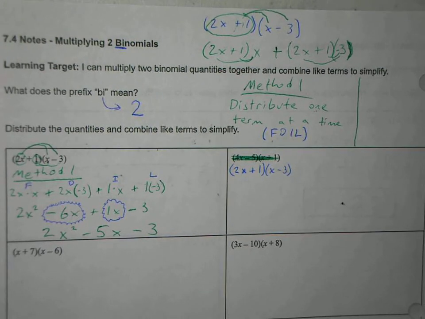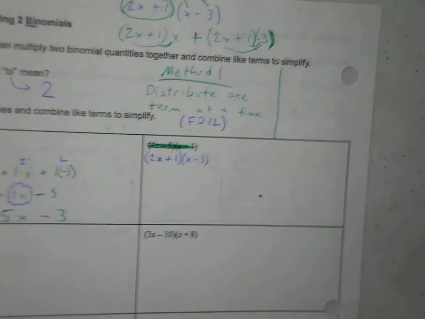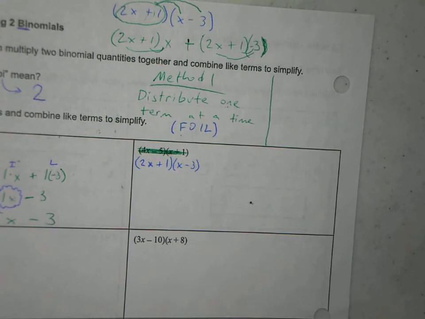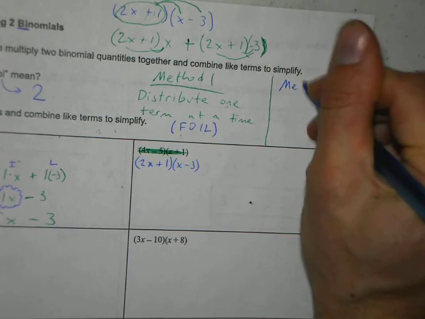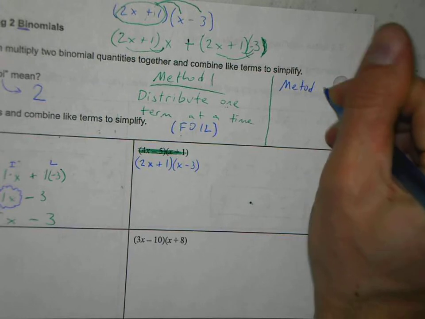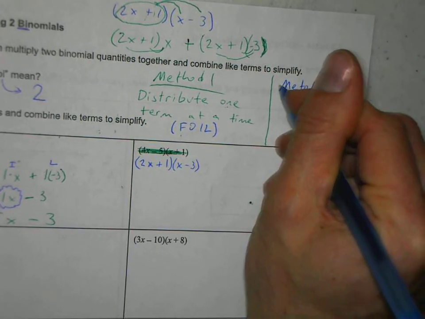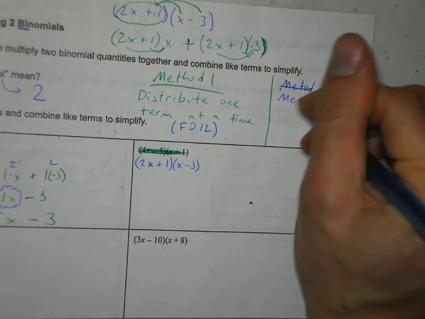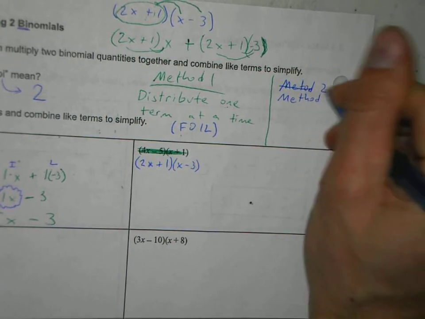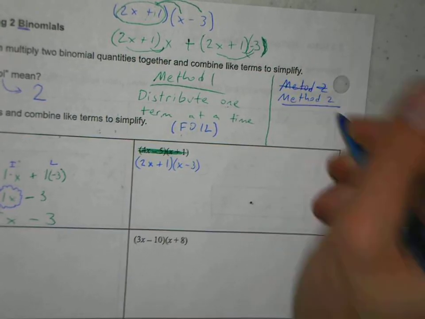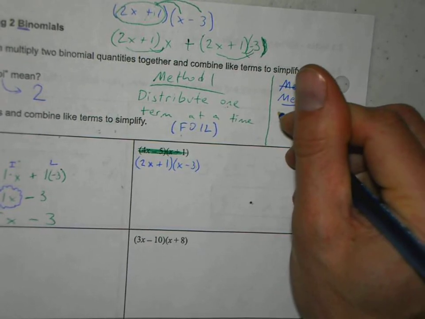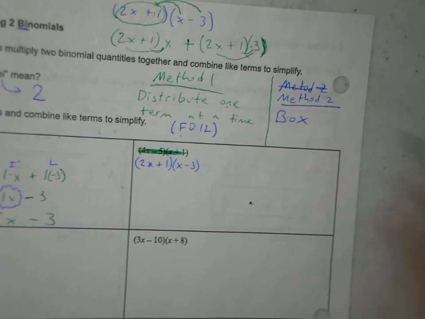So for the second method, those of you who are more visual might appreciate it. That doesn't say method. Let me try that again. Method 2. It's called box. We're going to draw a box.